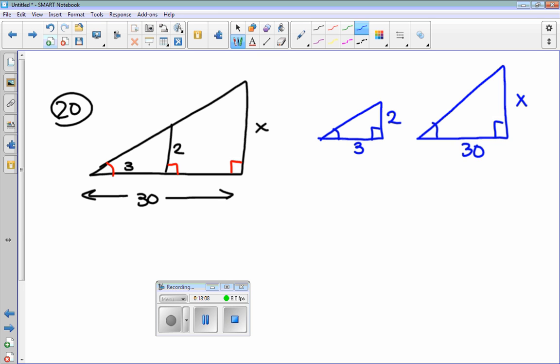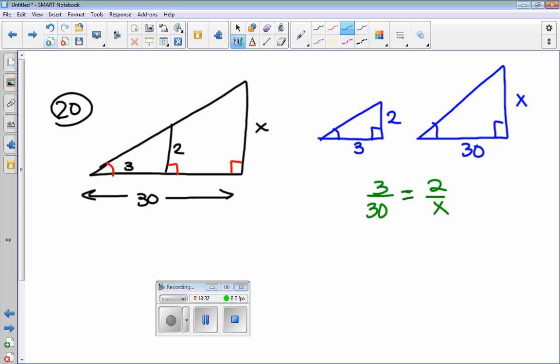And there's a couple of different ways to set that proportion up. But you said 2 over 30, Jesse, and then what? Oh, 3 over 30, sorry. 3 over 30, and yeah, that's one way to set it up. I probably would have done it differently. I probably would have said 2 over 3 equals x over 30. But it doesn't matter, as long as you're being consistent.